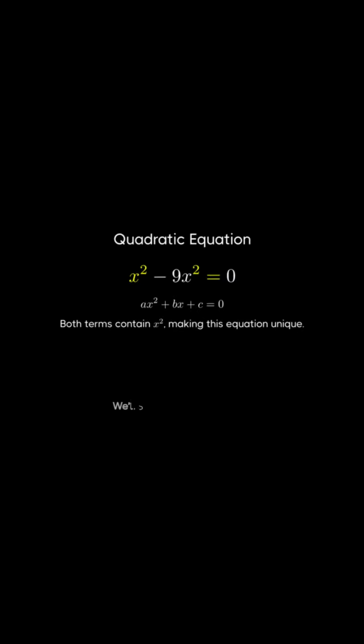To solve this equation, we'll factor out the common term x squared, which will transform our equation into a much simpler form that we can easily solve for the values of x that make the equation true. This type of problem demonstrates an important algebra skill, recognizing common factors and using them to simplify equations. Let's move on to see how we can apply this approach.